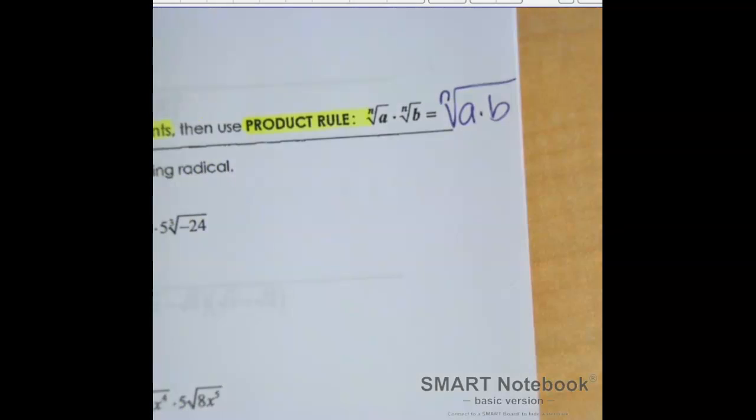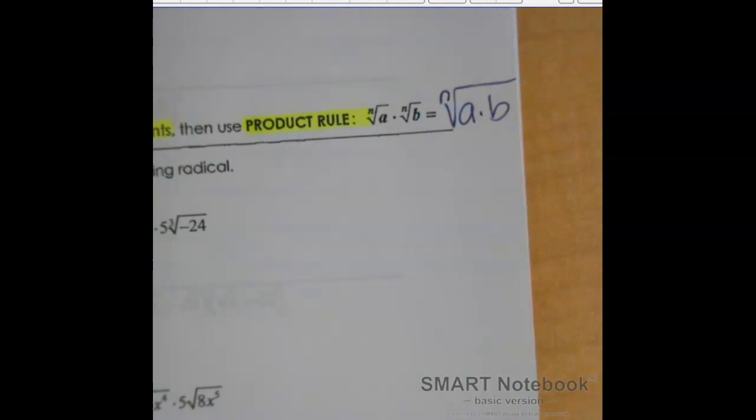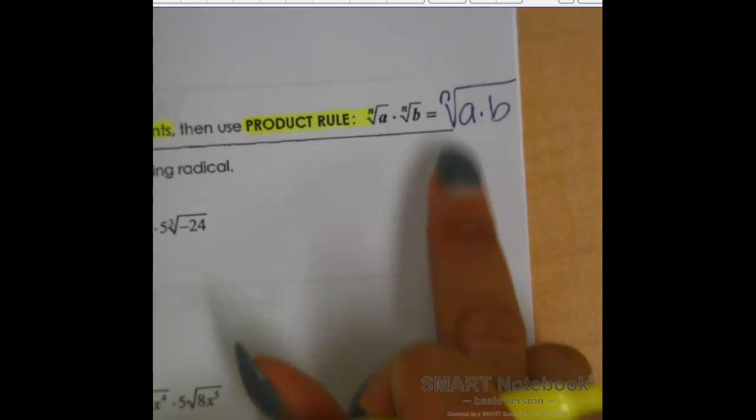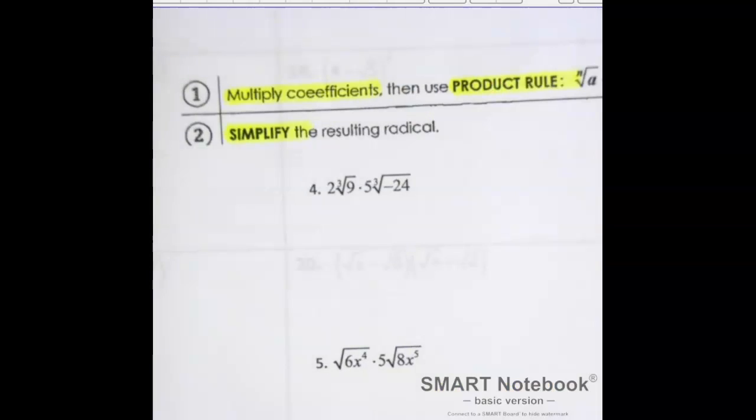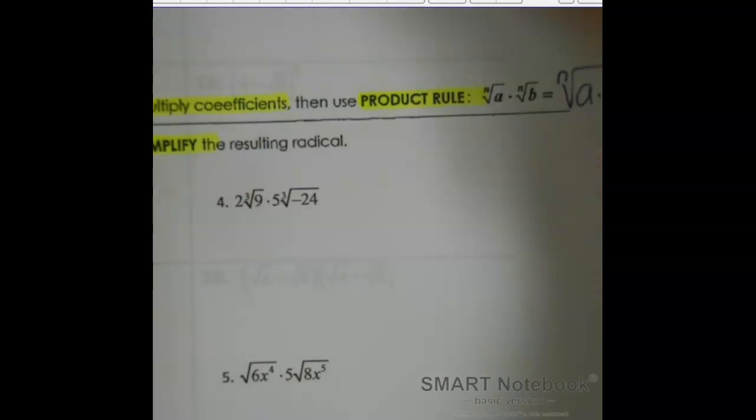So A and B could be like 2 and 4, A and B could be like x squared and y to the 3rd power. You're just going to take whatever the radicands are and multiply them. After you multiply the coefficients and the radicands, you're going to simplify. So after you multiply, you're going to simplify.